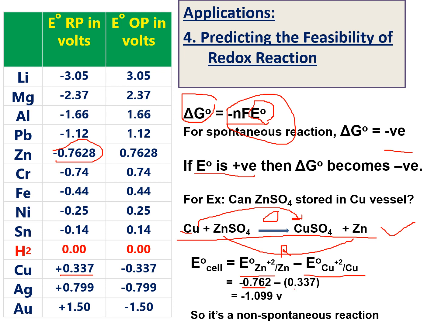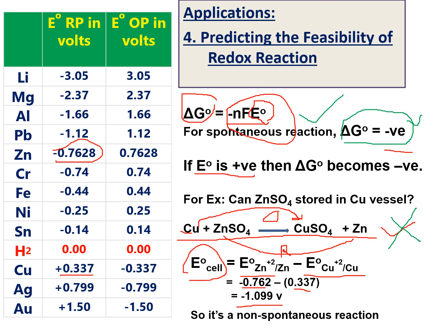I wrote here 0.337. If you calculate here, it will give a minus value. That means E naught becomes negative. If E naught becomes negative and you substitute in this one, delta G becomes negative into negative, positive. Delta G naught becomes positive. If it becomes positive, it is a non-spontaneous reaction. If it is negative, it is a spontaneous reaction. So that's why we can tell it is a non-spontaneous reaction.